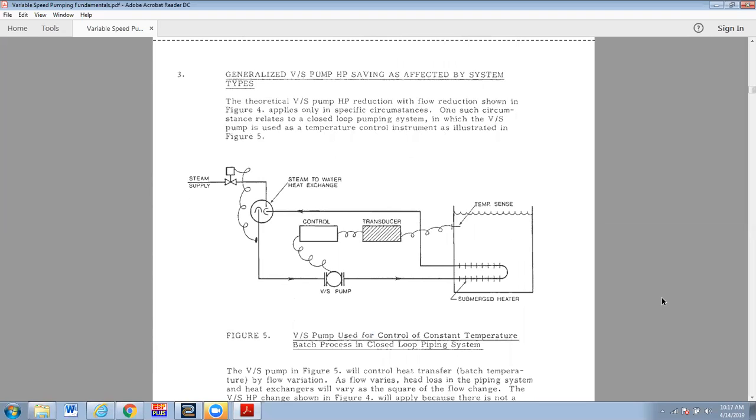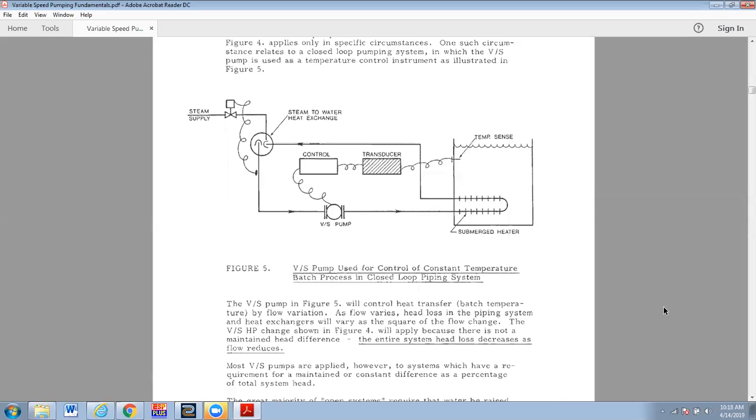This figure 5 is kind of a trumped up example to show one potential system where all of the head is frictional, and so we'll get this maximum possible savings. So I'll read a little bit here. One such circumstance relates to a closed loop pumping system in which the variable speed pump is used as a temperature control instrument, as illustrated in figure 5.